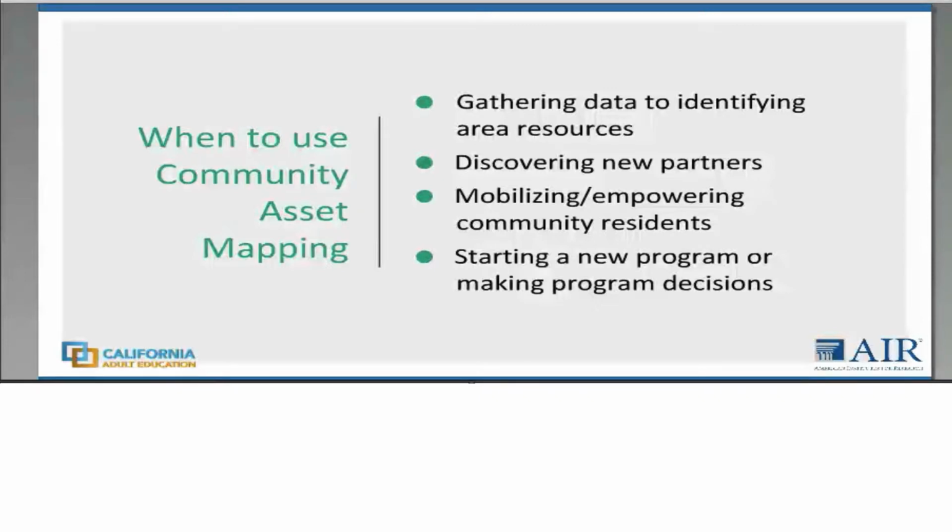So again, it allows you to discover new partners, it allows you to start new programs, and really it helps you with making program decisions. If you are looking at, again, concerns that you may have or setting new directions for your consortia or broadening the scope of work that you're doing in your consortia, asset mapping can really help you make program decisions because you'll know what exists within your service area.